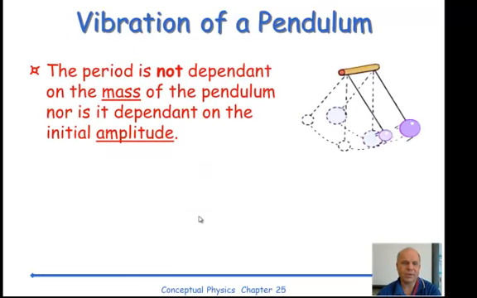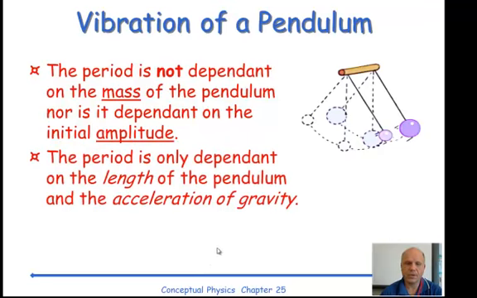Okay, if we think about the period of a pendulum, the mass of the pendulum, let me start over. The period is not dependent on the mass. So in the end, it really doesn't matter what's on the end. It's not dependent on that. What it is dependent on is the amplitude. How high is it able to go? How high is it swinging? Okay, that's the amplitude that we're talking about.